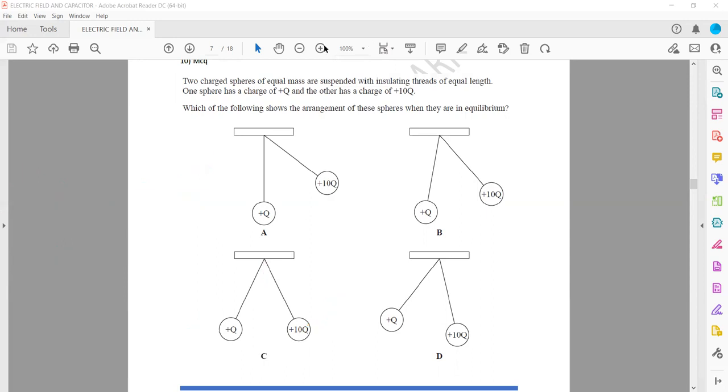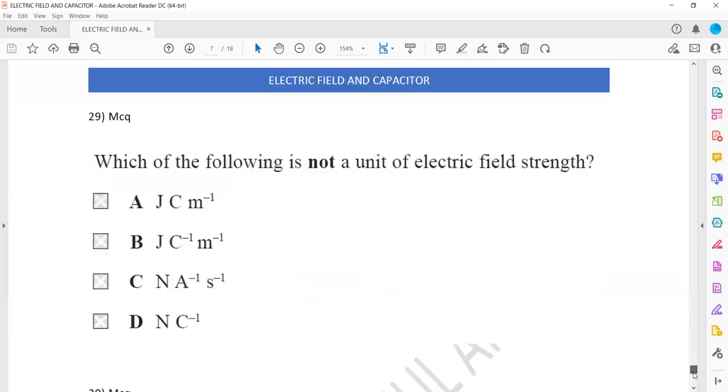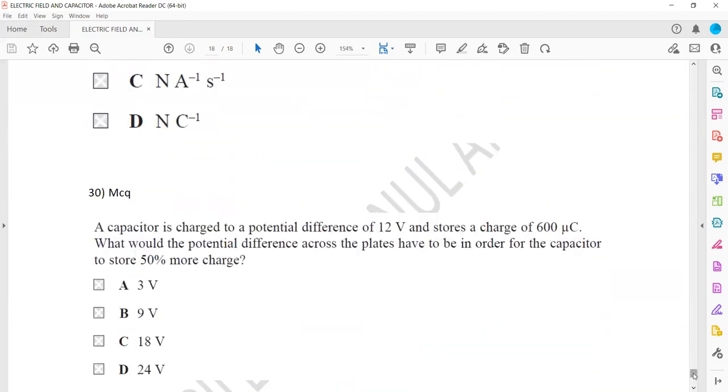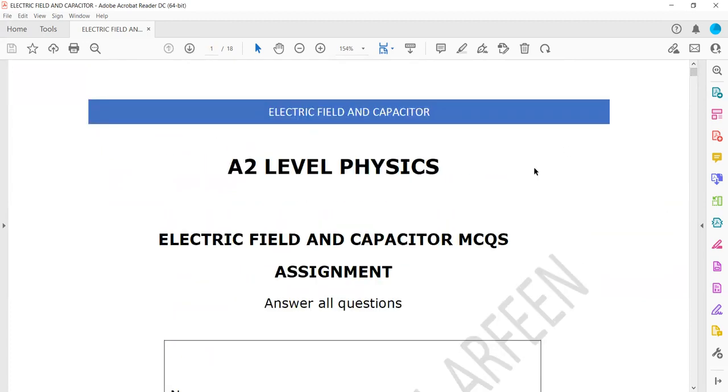So these are the first 10 MCQs, but there are about 30 MCQs remaining that you will solve from electric field and capacitor. Next session, we will do the structure questions from this topic.